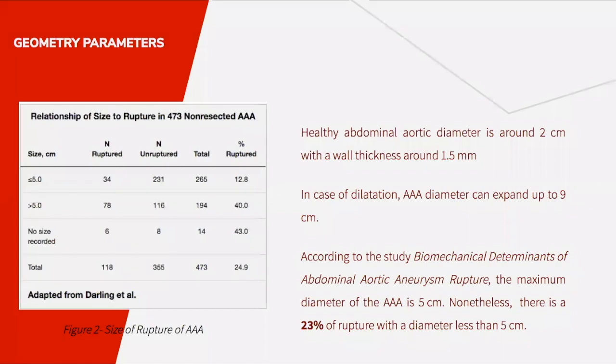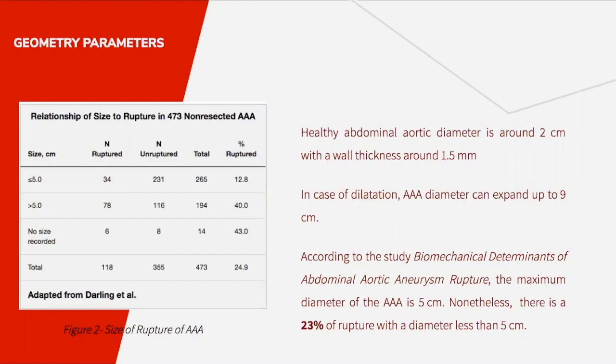Next slide, please. So for the geometry parameters, healthy abdominal aortic diameters are usually around 2 centimeters and have a wall thickness of around 1.5 millimeters. And when there is an aneurysm, the vessel dilates and it can expand up to 9 centimeters.